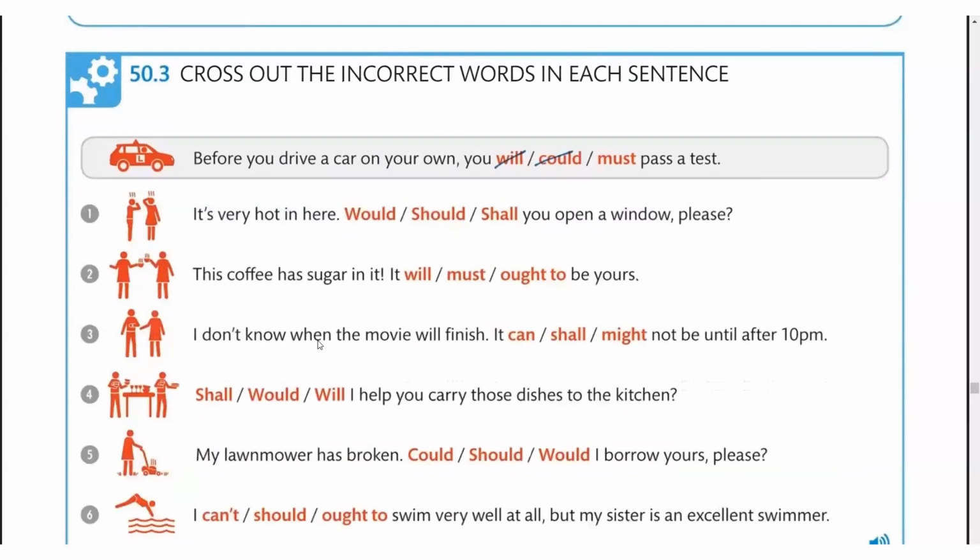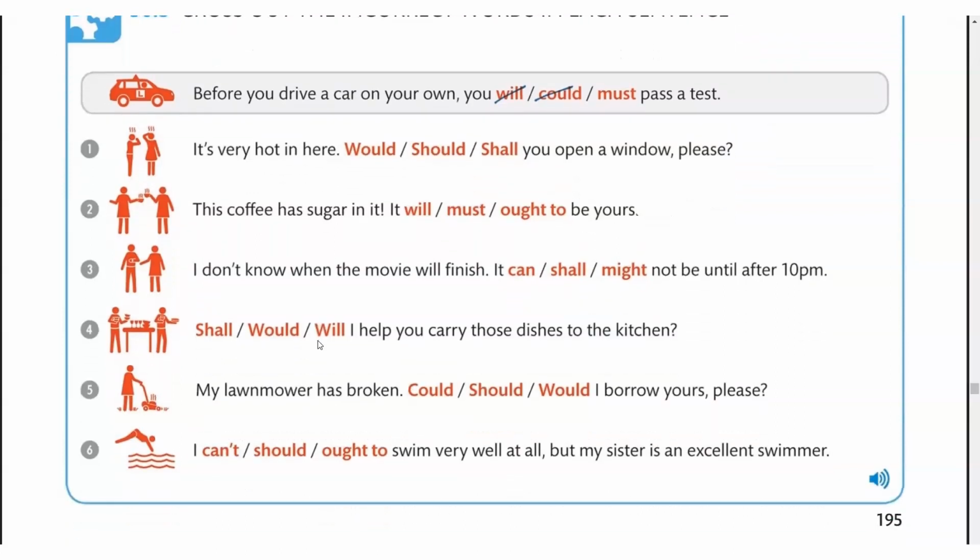Okay, here we've given you some choices. You have to cross out the incorrect one in each sentence. Before you drive a car on your own, you must take a test. Okay, so because it's obligatory, you have an obligation. So we cross off the other 2 in the example. Can you do it? Which one fits best?